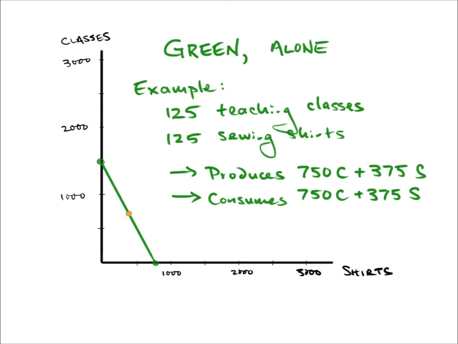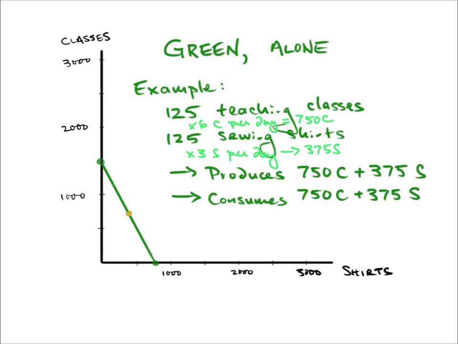So maybe she decides she's going to spend half her days teaching, half her days sewing shirts. That means she can, let's see, 125 days teaching classes times 6 classes per day means that she produces 750 classes. She spends 125 days sewing shirts times 3 shirts per day, which means that she produces 375 shirts. Okay, so that's what I've written down below. She produces 750 classes, 375 shirts, and if she's acting on her own, then she consumes what she produces.